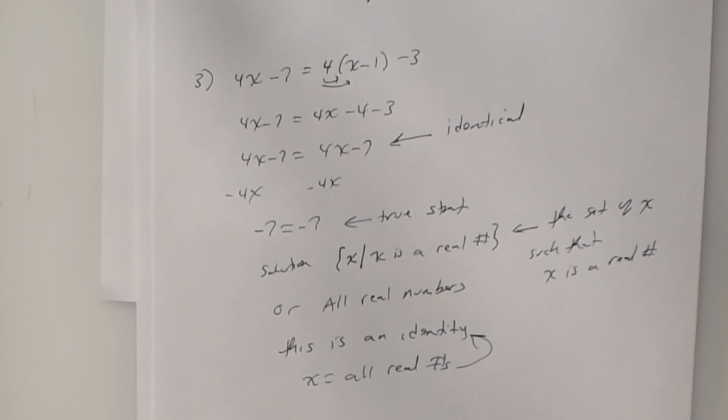All right, so those are your classifications. If you get x to be a number, it's what kind of equation? Conditional. If the variables go away and it's a false statement, you say no solution, and it's what kind of equation? Inconsistent. If your variables go away and it's a true statement, how many solutions? All real numbers. All right.